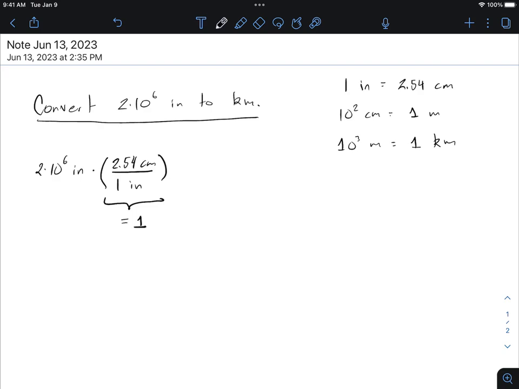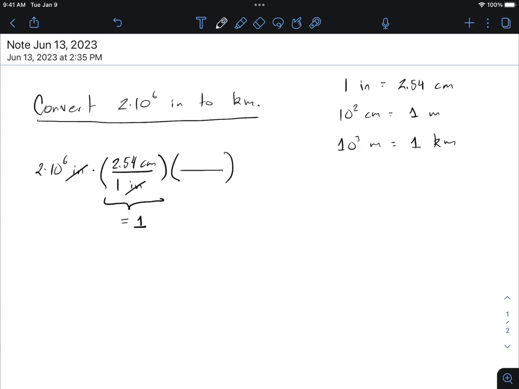So I wrote it in a funny way, but what I can do now is that this inches is going to cancel this inches, and what I'm going to end up with is a number in centimeters. I didn't want centimeters, I want kilometers. So I'm going to go from centimeters to kilometers, and I do that in the same way.